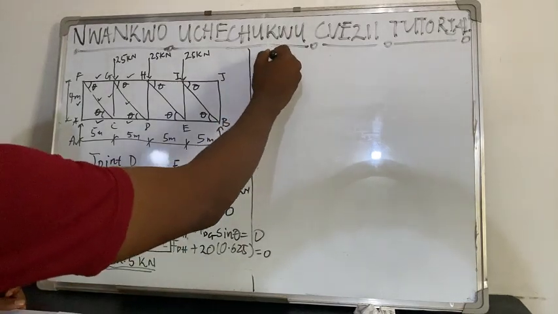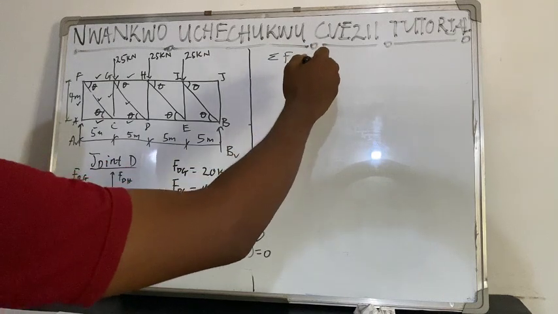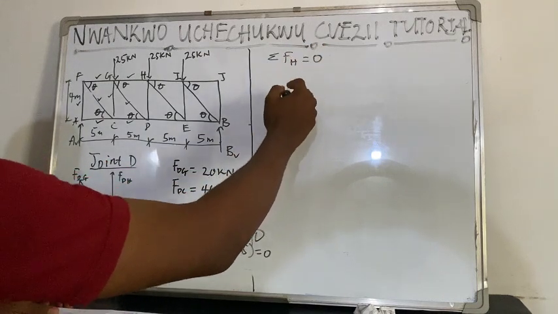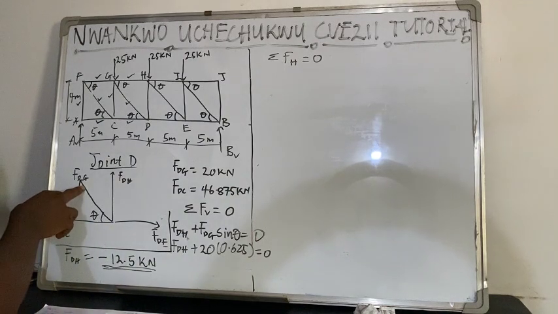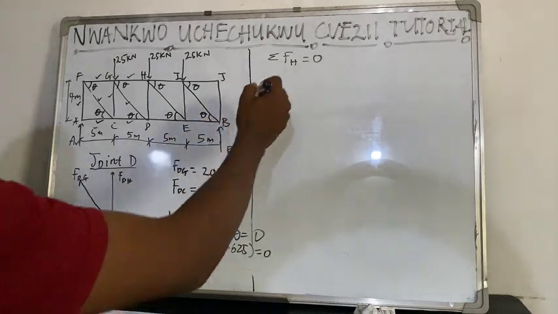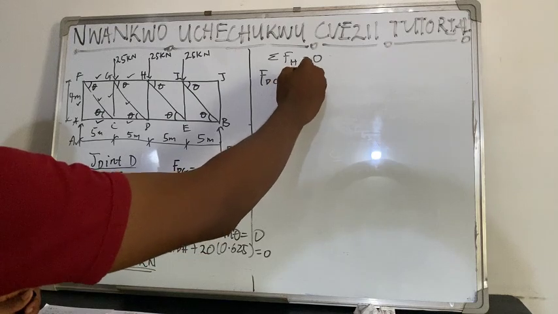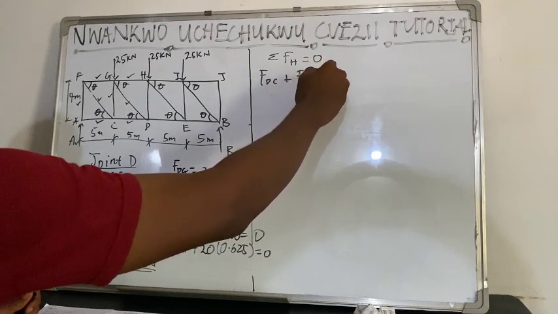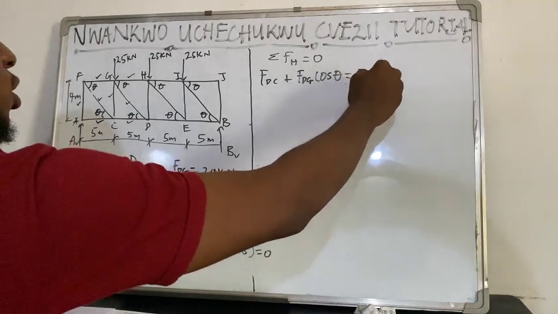So we resolve horizontally too. The summation of horizontal forces is equal to zero. Horizontally we have FDC, then FDG resolved horizontally, and then we have FDE. So FDC plus FDG cos theta is equal to FDE.